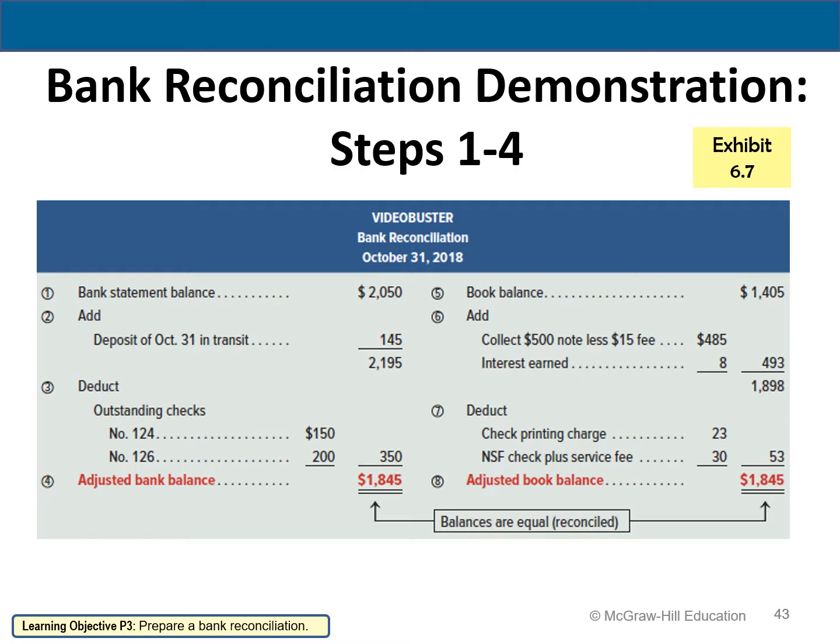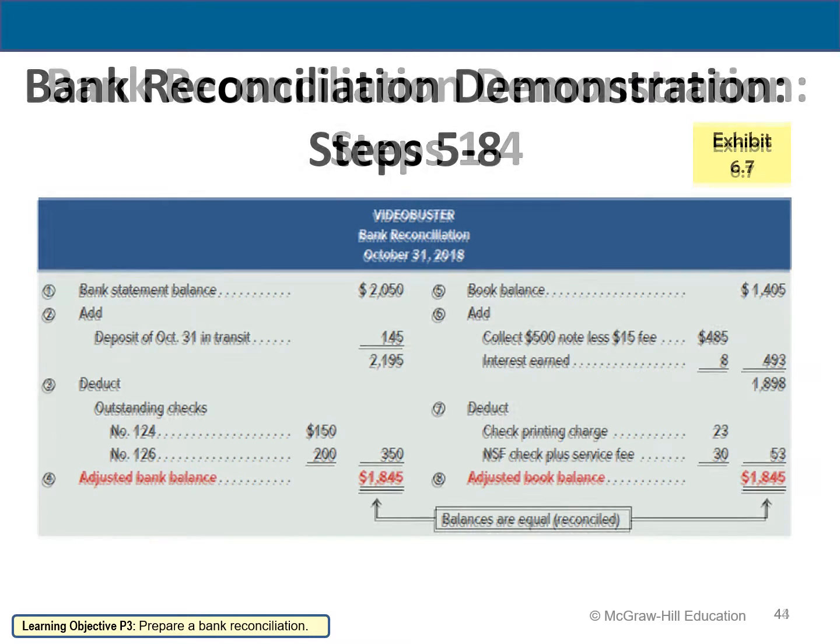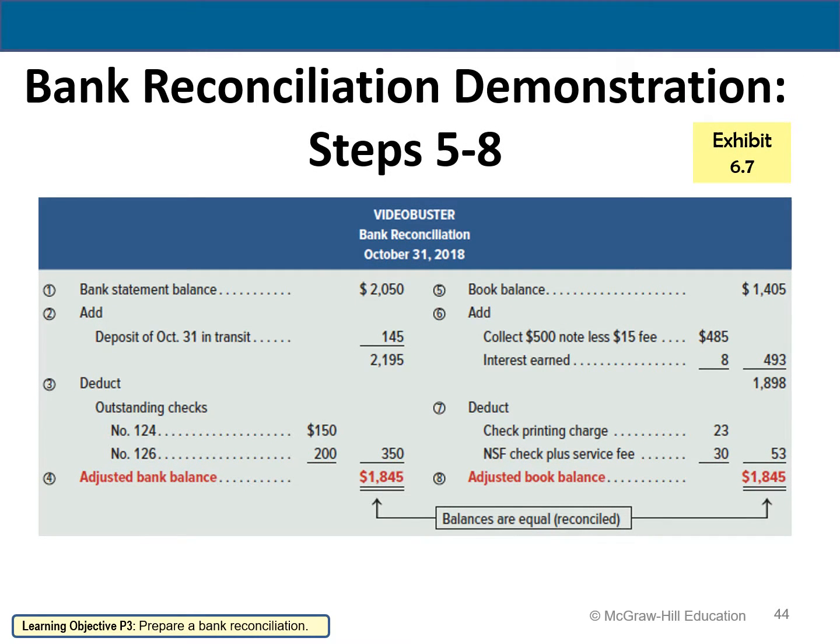And then on the book side, like we just talked about, maybe you've got some fees or interest that you want to add, and then maybe you have check printing charges or NSF fees or something like that that you would subtract to get an adjusted book balance. So same slide, I think the focus here was just on the 5 through 8, but we've already gone through that on the previous slide.